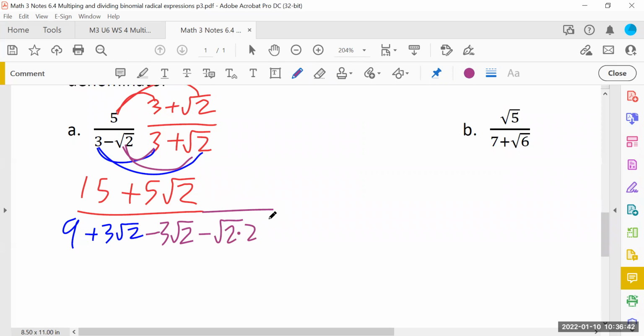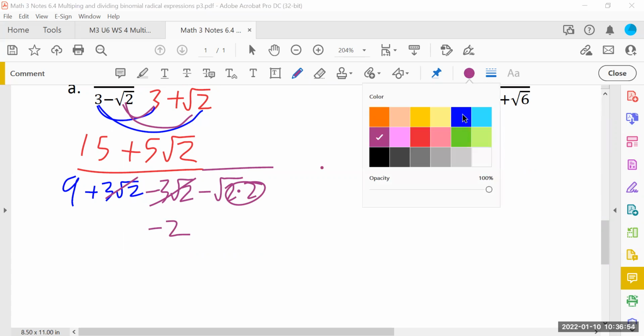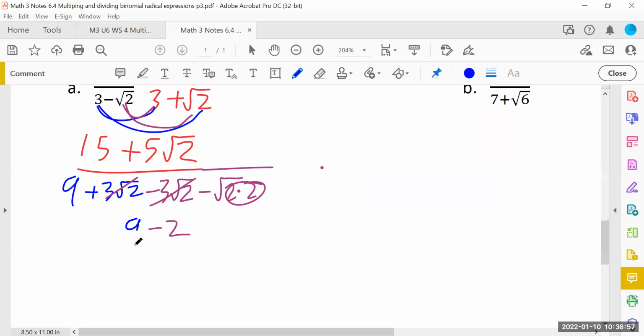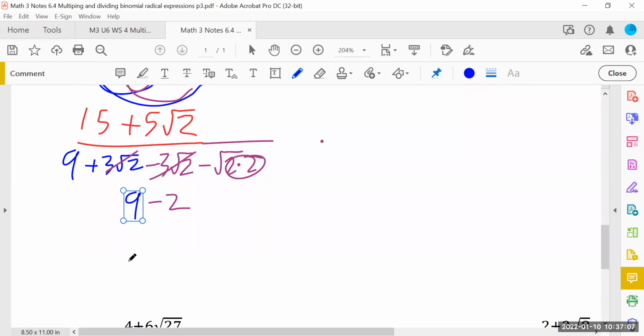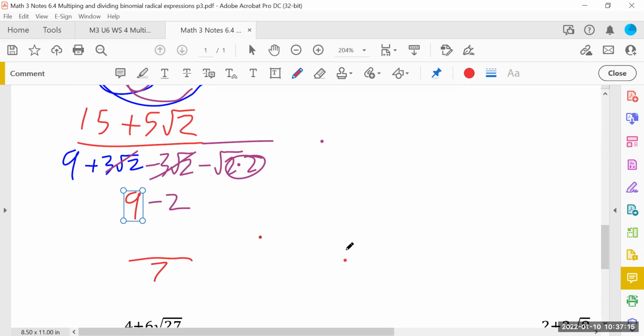Now you should see some things that simplify here. 3 root 2 minus 3 root 2, it's gone. Root 2 times 2, that's a pair of 2's, just minus 2. So really, the entire bottom becomes just 9 minus 2. That's the goal here. What's 9 minus 2? 7. So my final answer here, 7 on the bottom, 15 plus 5 root 2 on the top.